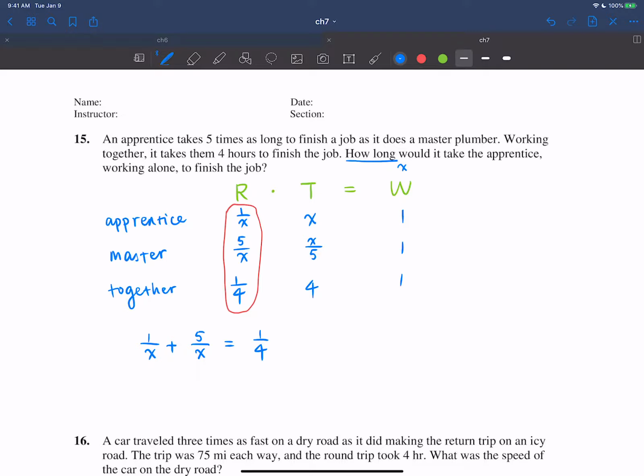To solve this equation, you could combine the left-hand side because they have the same denominator. So it's simply 6 over X equals 1/4. And then you could simply do cross multiplication and find out the answer, because it's a proportion equation. If you do cross multiplication, we get X equals 6 times 4, which is 24. When you answer this question, you will say it would take the apprentice 24 hours.